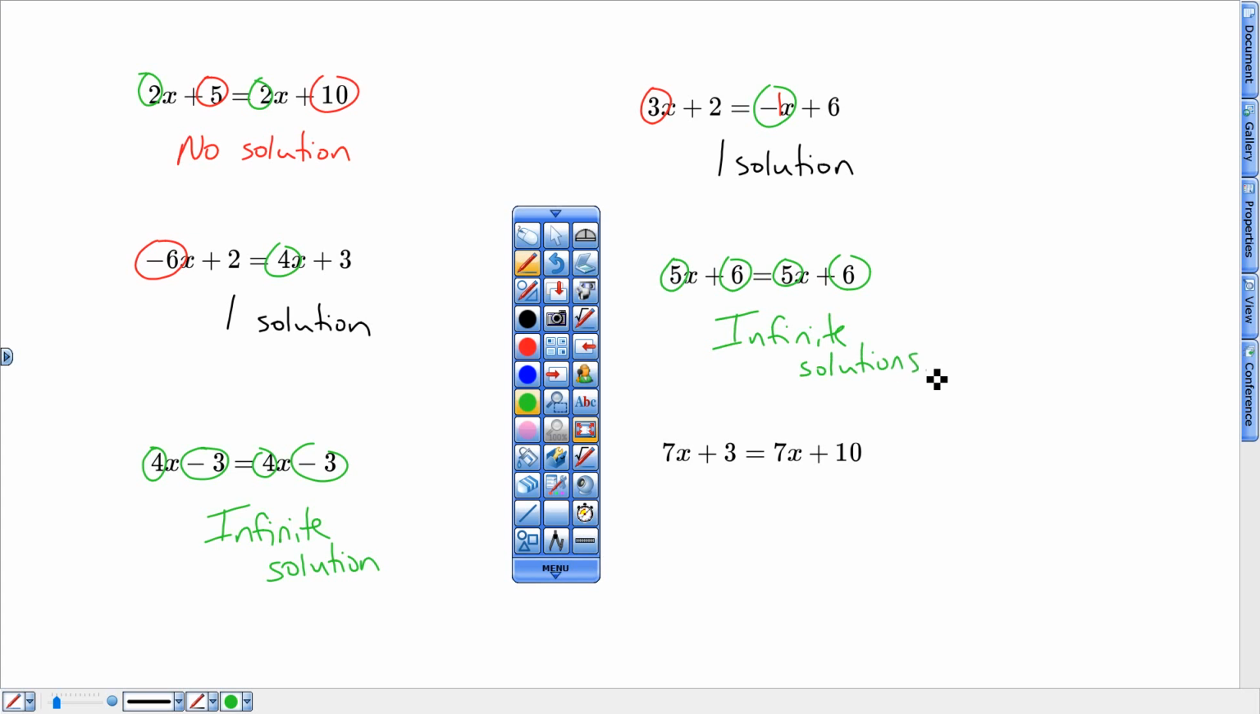And then of course your last one, I have numbers in front of x that are the same, but my y-intercept numbers are different. That's your typical no solution look.